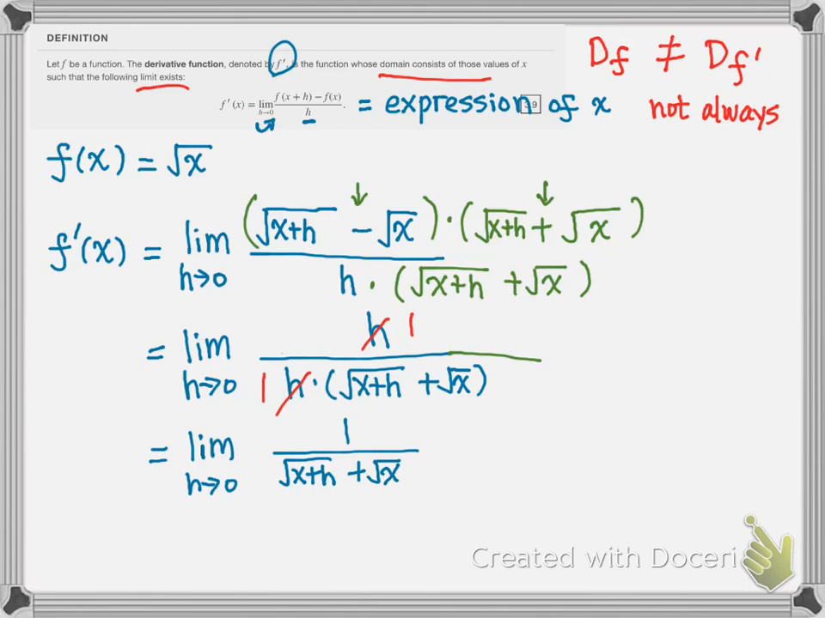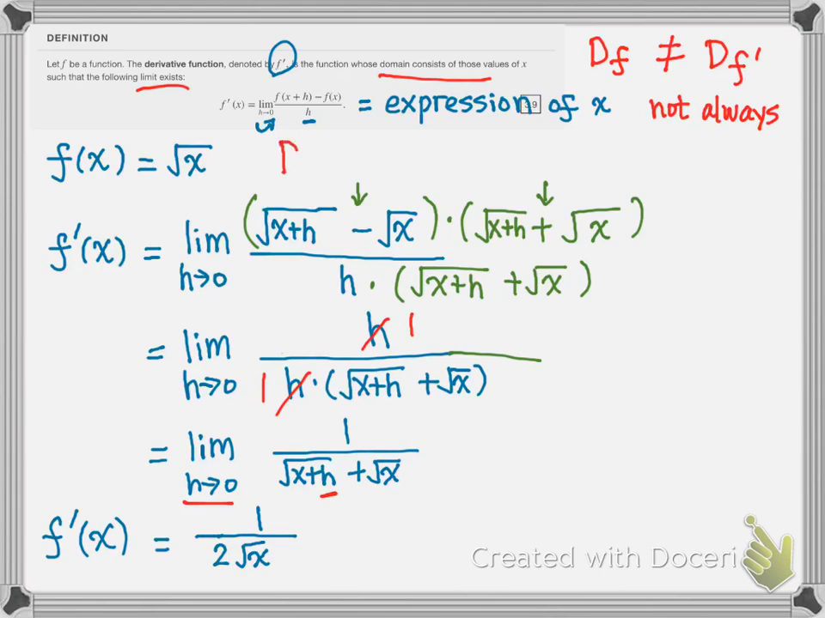And now we can plug in h equals 0. Okay, right here. So then in the bottom, you get 1 over square root of x plus square root of x, which is just twice square root of x. And that is the derivative. Okay, that is f prime of x. So they are related, but the domain is not necessarily the same.